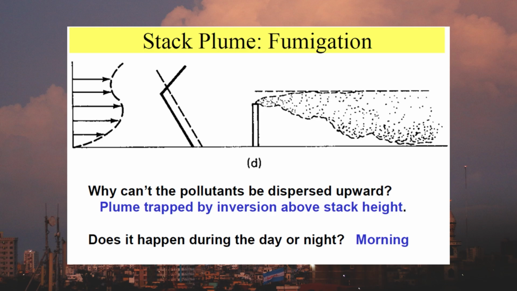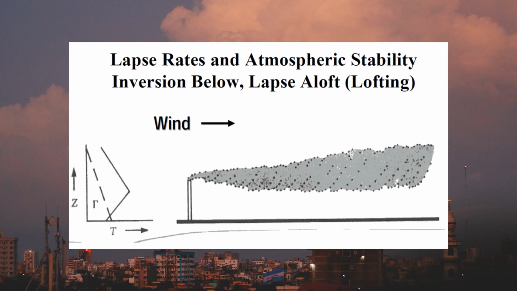And this is again fumigation, where the layer, which we saw earlier, where the temperature suddenly increases after some high altitude, and the pollutant's vertical movement, or the vertical dispersion, is totally affected by this phenomenon. And this again is like, if the temperature inversion happens at the ground level, then this sort of behavior can be expected.